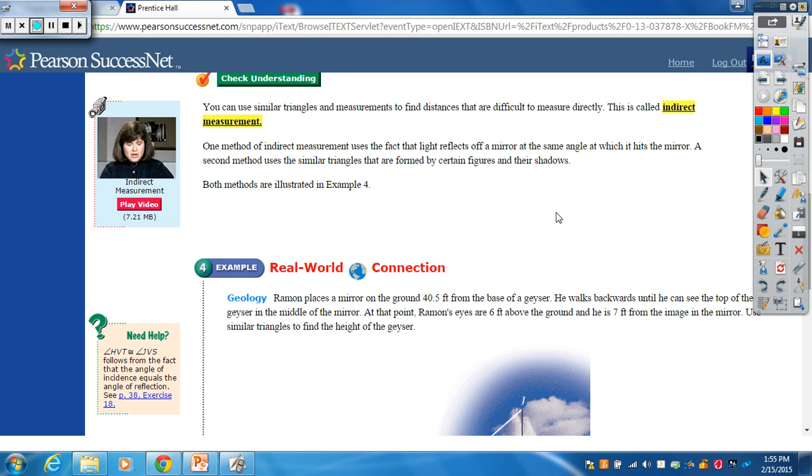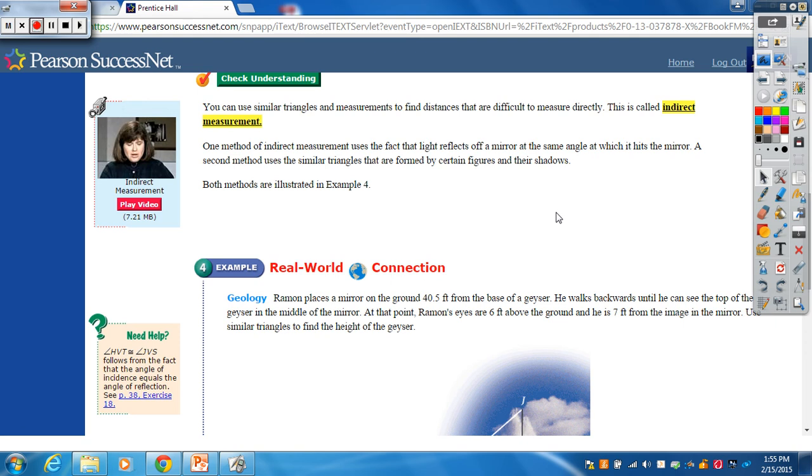We're going to be talking about indirect measurement today. Now, what indirect measurement is, is when you can't measure something directly. I know that sounds really like a huge concept right there. I didn't really define it very well for you, but again, indirect measurements are things that we cannot measure directly.